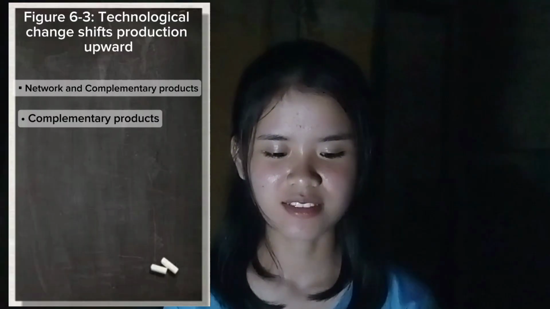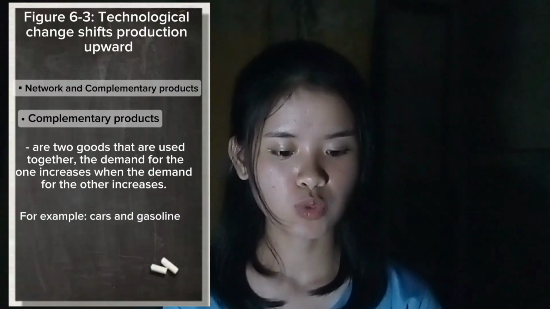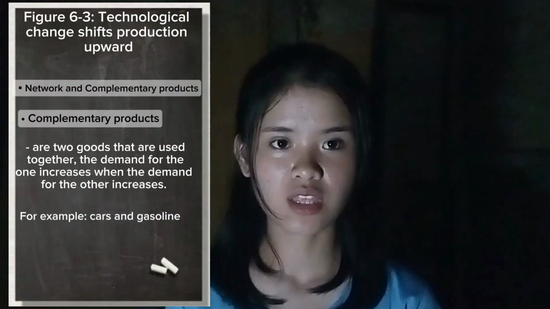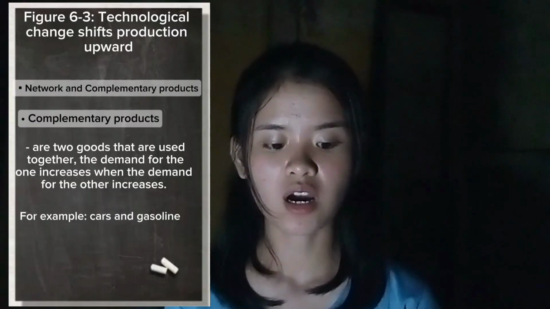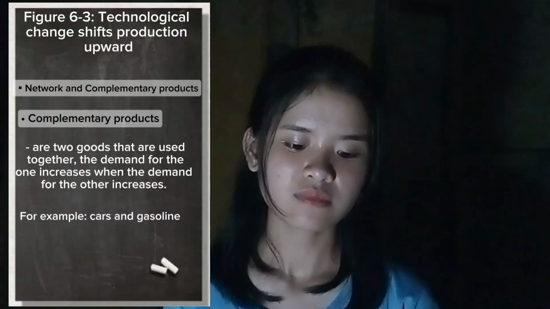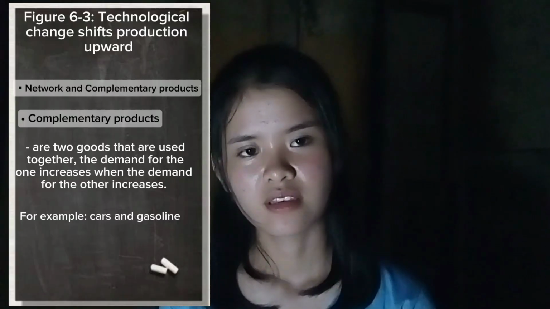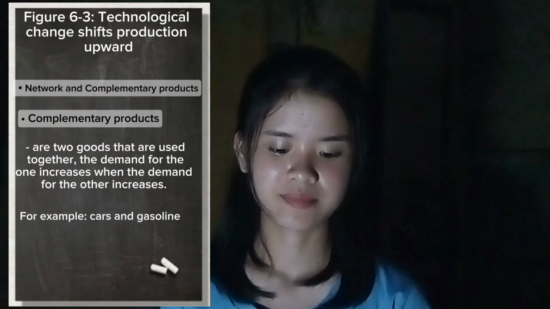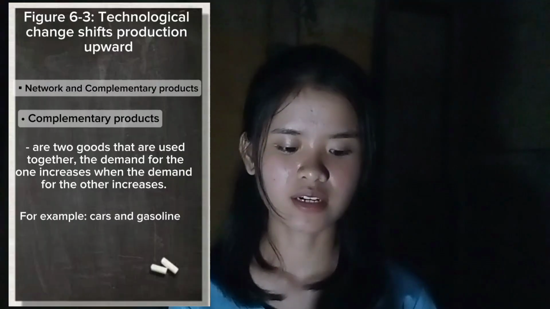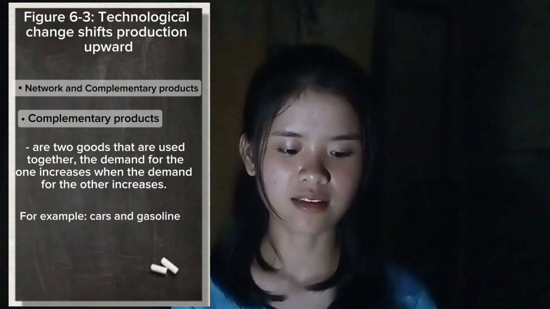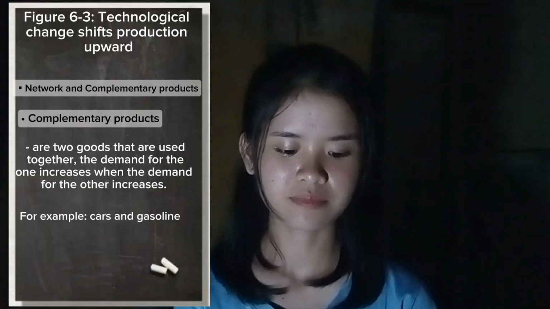Then we have complementary products. Complementary products are two goods that are used together; the demand for one increases when the demand for the other increases. For example, sa complementary products kay kanang car and gasoline. Diba? If daghang tao nga mopalit og car, if daghang tao mopalit og sakyanan, so mas mataas ang demand sa gasolina.